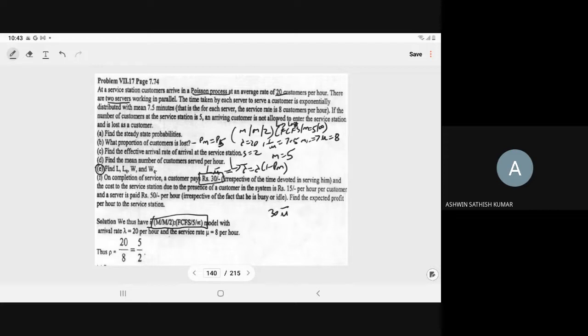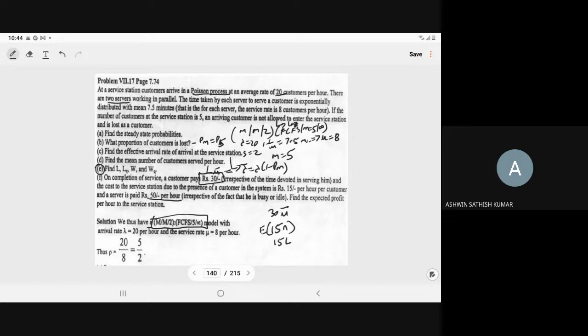And the cost to the service station due to the presence of customers in the system is rupees 15 per hour per customer. If there are n customers, the customer cost will be 15n. If you take the expectation, that will become 15 into E[n], and E[n] is L. So the total per hour cost will be this. The server is paid rupees 50 per hour, whether busy or idle.